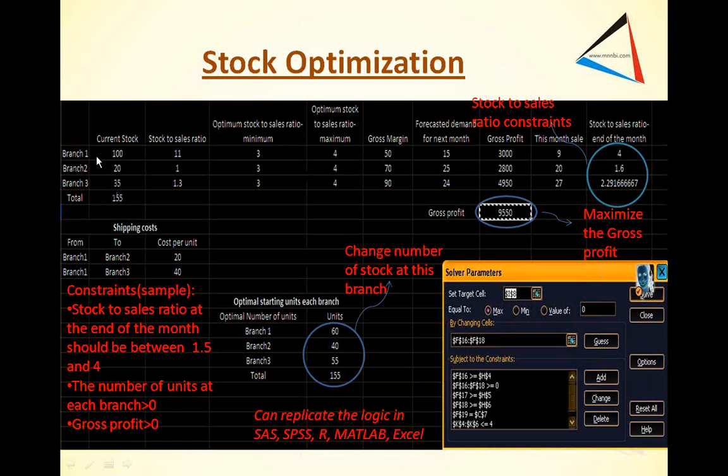Now for the stock optimization, this is a typical problem. I have a branch, I have the current stock, and I have the stock to sales ratio. That means it's overstocked at branch 1, and at branches 2 and 3 it's understocked. This is my optimal stock ratio. We have specified that the stock to sales ratio should be between 1.5 and 4. These are the constraints. I need to maximize my gross profit, which includes my gross margin minus my shipping costs from branch 1 to other branches, and we have to simulate these values for the number of units which should be at the branch at the end of the month for the given client. So this is a typical stock optimization.